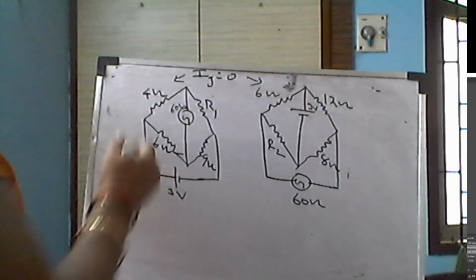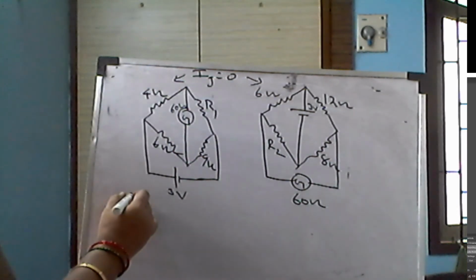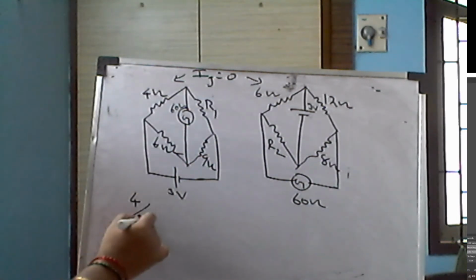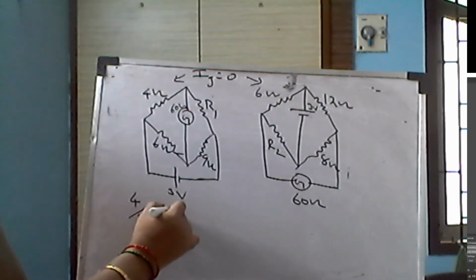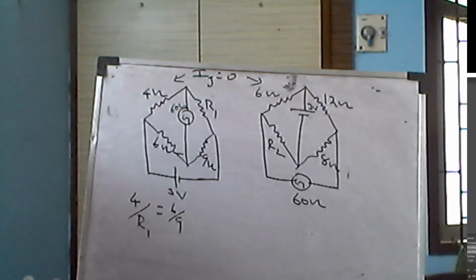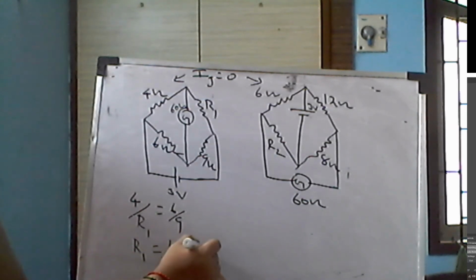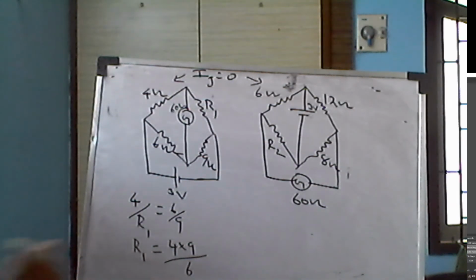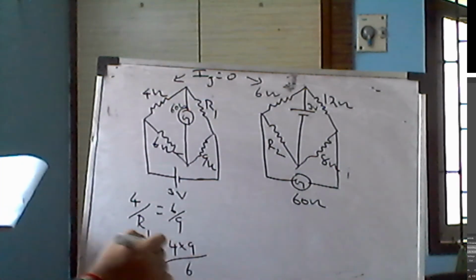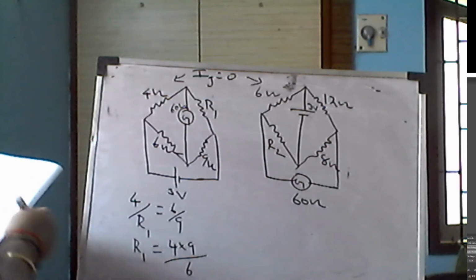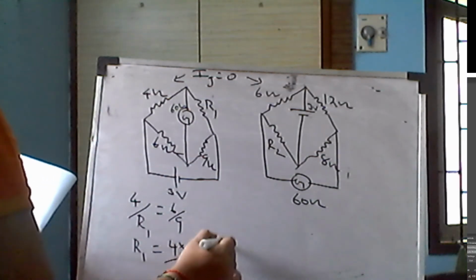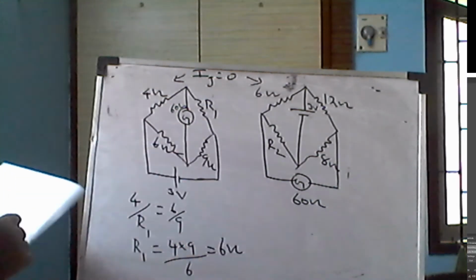So in that case, first you can calculate R1. 4 by R1 equal to 6 by 9. Okay. So R1 equal to 4 into 9 by 6, isn't it? That is 36 by 6, like that will come. So you are getting R1 as 6 ohms.